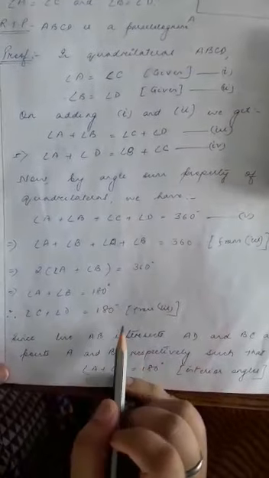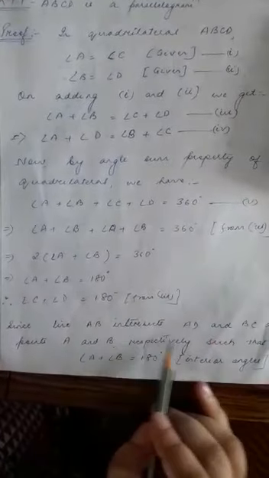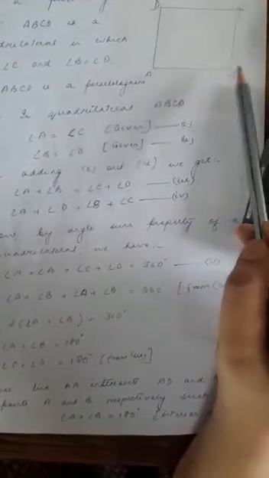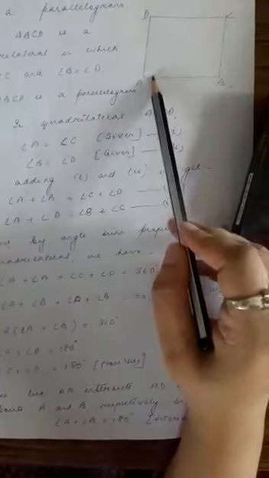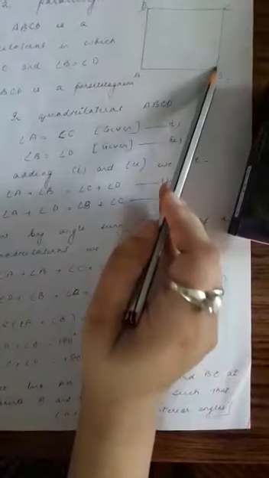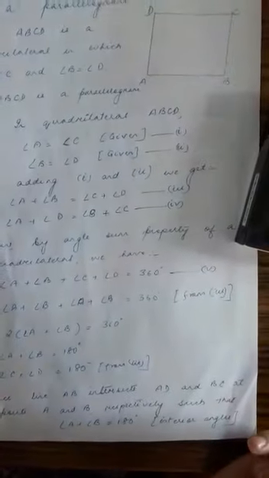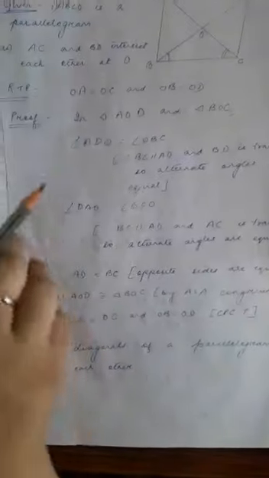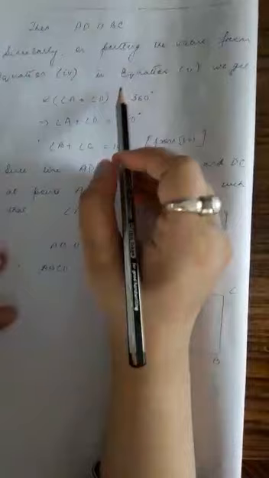Right. Now, since AB intersects AD and BC at the points A and B respectively, such that angle A plus angle B is equal to 180 degrees because they are interior angles, we can say that AD is parallel to BC. See here in this diagram, AD is parallel to BC.